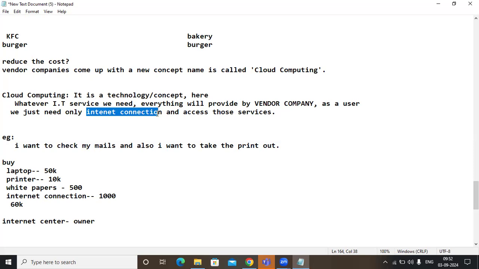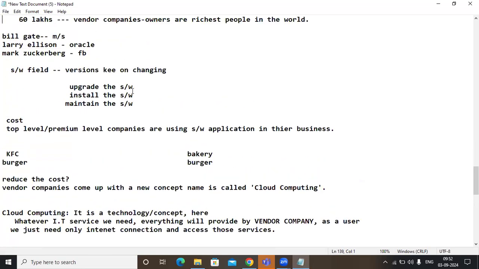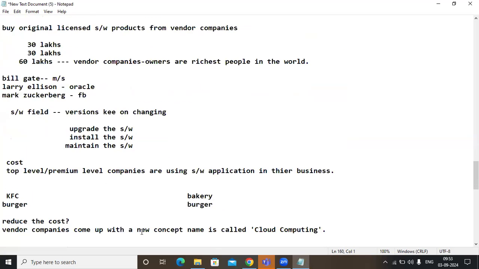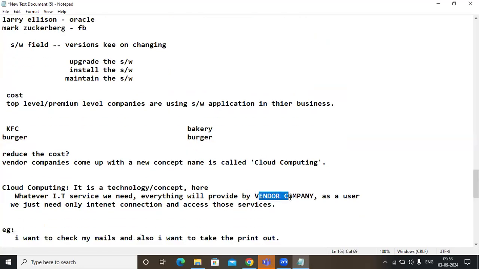It means that because of cloud computing, both the clients and development companies no need to buy the original licensed software products from vendor companies. They no need to upgrade the software, no need to install the software, no need to maintain the software. Upgradation, installation, maintenance, everything will be taken care of by whom here? Vendor company. So once cloud computing came into the market, both clients and developer companies are free from upgrading, installing, and maintaining the software.